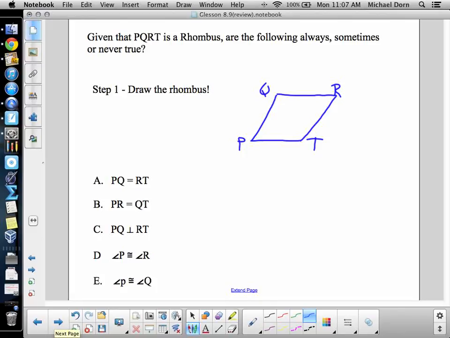What I don't want to do when I'm naming it is skip around. We always go in order one way around the shape. And it also tells me then that PR and QT are diagonals of that rhombus. So now, always, sometimes, or never true. PQ equals RT. Always, sometimes, or never? Always. Okay? PR equals QT. Always? Diagonals are congruent in a rhombus.